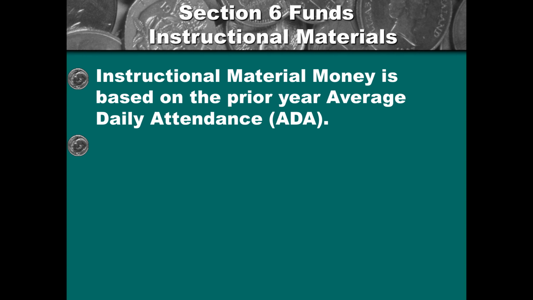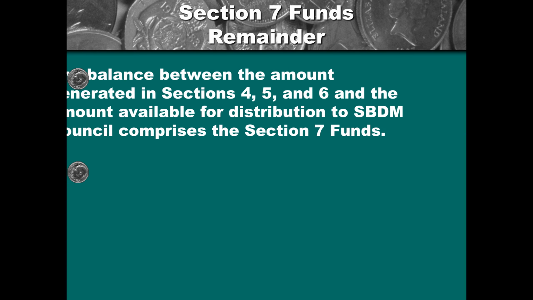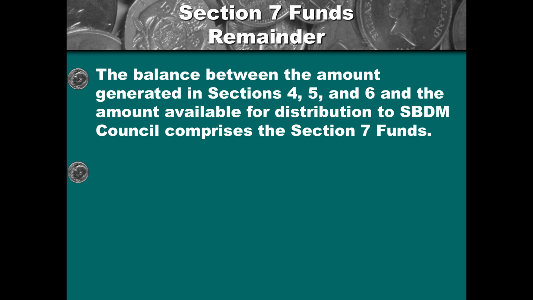And these are instructional materials based on the prior year ADA, average daily attendance, and the district essentially divvies these out based on board policy. Essentially, it is only increased or reduced at the end of the second month if your ADA changes significantly. And then Section 7 is essentially the remainder of your budget.